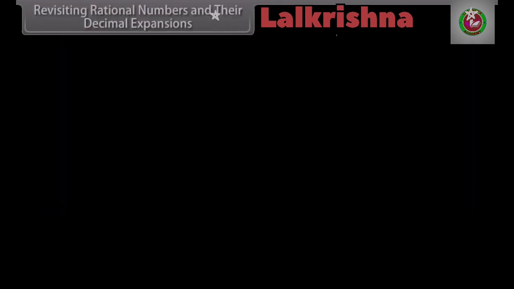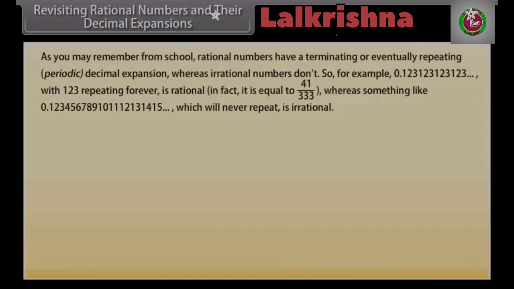Revisiting rational numbers and their decimal expansions. As you may remember from school, rational numbers have a terminating or eventually repeating periodic decimal expansion, whereas irrational numbers don't. So, for example, 0.123123123, with 123 repeating forever, is rational.